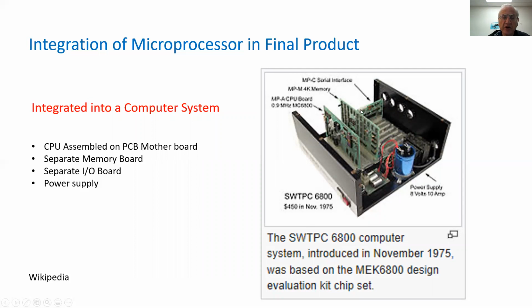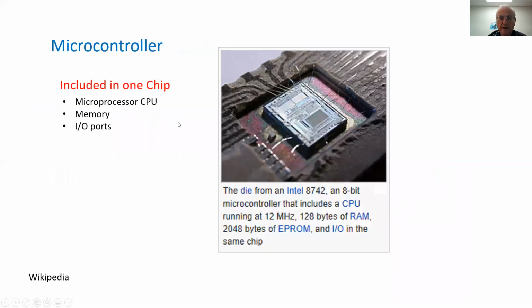There is a memory and another card for the I/O board, and then putting it in a chassis with a power supply, and then the result is a computer system. The microcontroller, on the other hand, as we saw earlier, includes a microprocessor CPU, as well as a memory and input-output port, all embedded in one chip.